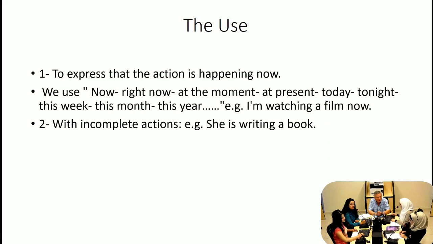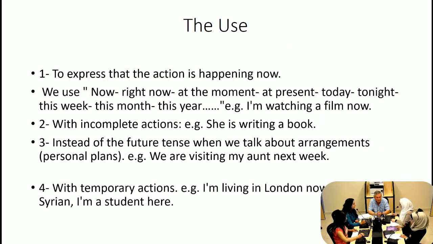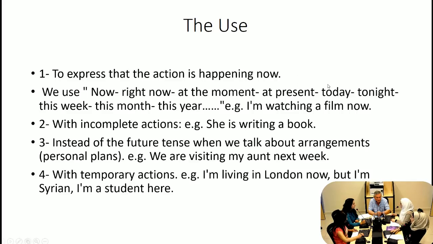Next again, Ms. Samahir. The use. We use the present continuous to express that the action is happening now. This is the main use of the present continuous. We have to show the time reference: now, right now, at the moment, at present, today, tonight, this week, this month, this year, and so on. For example, I'm watching a film now.